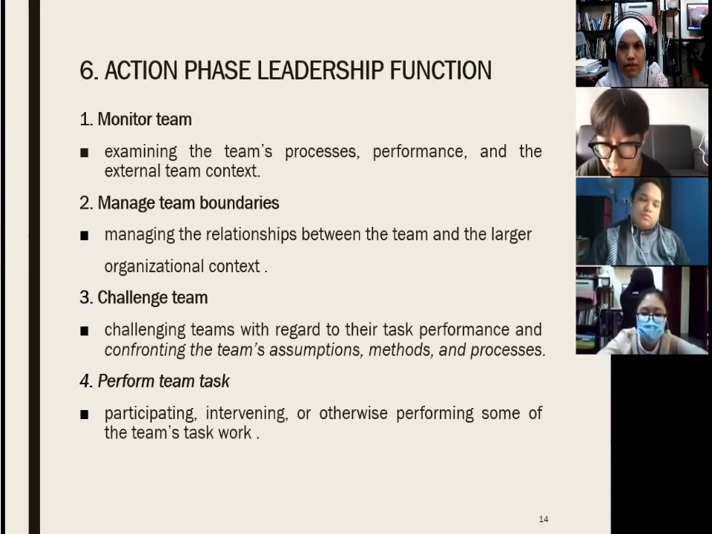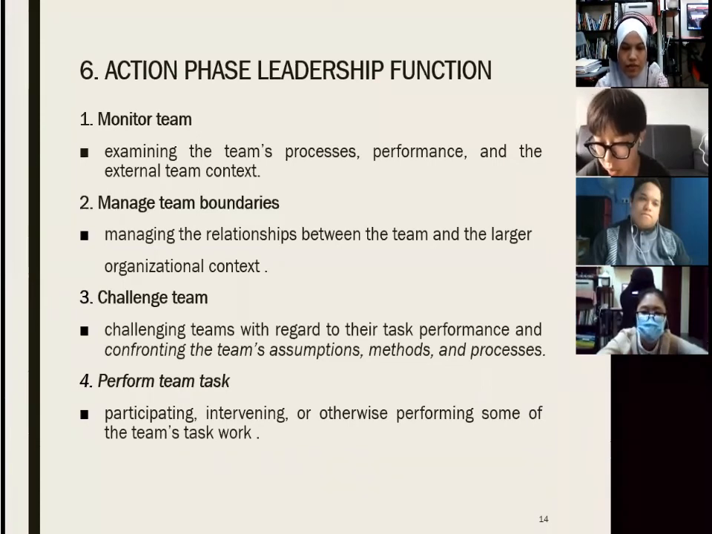And the second function entails managing the relationship between the team and the larger organizational context by communicating and coordinating with the constituents or units outside of the team, for example, other teams and leaders, senior management, and customers, and by buffering the team from external forces and events to integrate the team's work into the rest of the organization.